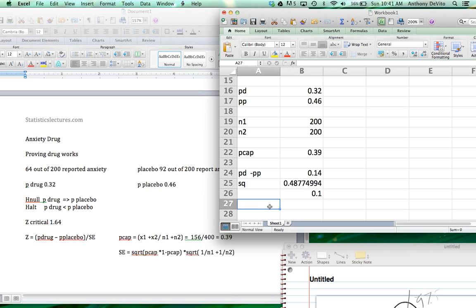Now our denominator, the bottom part, is going to be equal to this times this. In other words, the square root of p cap times 1 minus p cap times the square root of 1 over n1 plus 1 over n2. It's going to be equal to this times this. Finally now I can calculate my z-score. My z-score is going to be equal to the difference between the two proportions divided by the standard error.